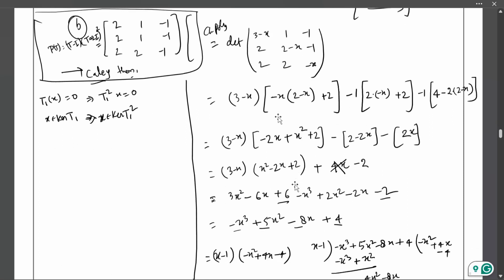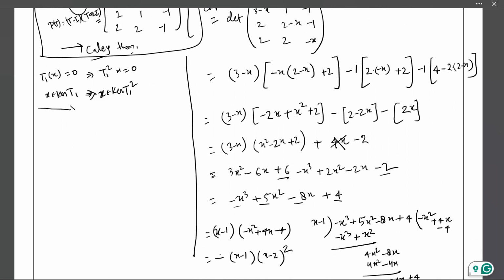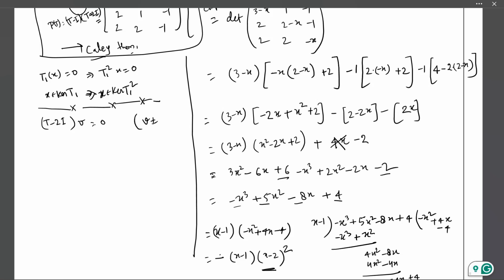Okay, someone is asking why T minus 2I is not invertible. Because 2 is an eigenvalue, right? Look at this description. There exists some non-zero v, which is called an eigenvector. V is non-zero. So something belongs inside.